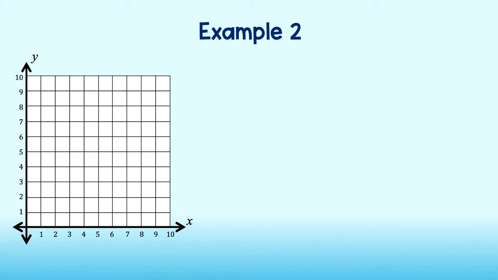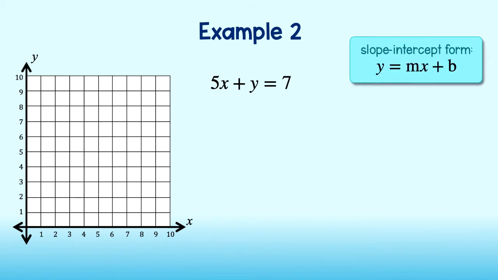Let's take a look at a second example. Let's graph the equation 5x + y = 7. At first glance, you might be confused. Where's the slope? Where's the y-intercept? A large part of algebra is manipulation of numbers. We can rewrite this equation so that it is in slope-intercept form. I know slope-intercept form is the form y = mx + b. So let's simply move that 5x over by subtracting it from both sides. Good. My new and improved equation is y = -5x + 7.